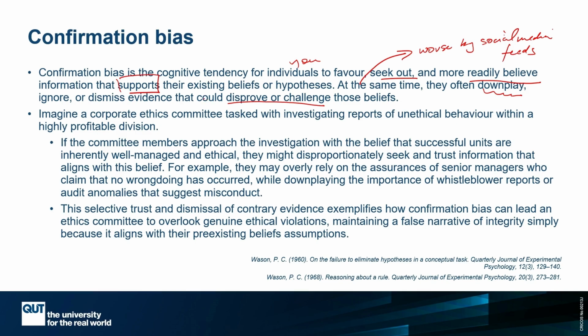How might this play out in a business setting? Well, imagine you're on a committee and you've got to investigate unethical behaviour. Now, if you believe that successful units are inherently well managed and ethical, then you might seek and trust information that aligns with that belief. For instance, you could overly rely on the assurance of senior managers who are doing well and downplay the importance of whistleblowers, etc. So what you're doing is selectively trusting and dismissing contrary evidence based upon what you want to believe without even knowing it.